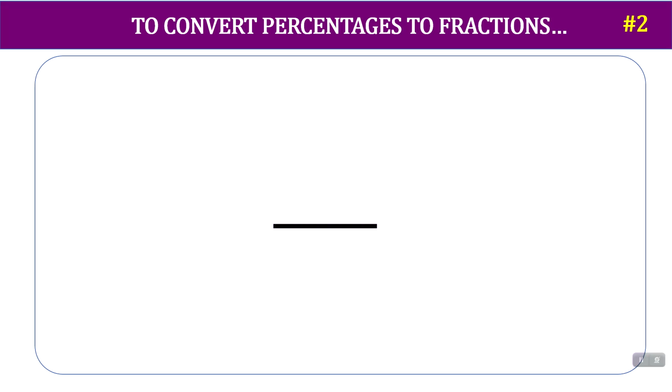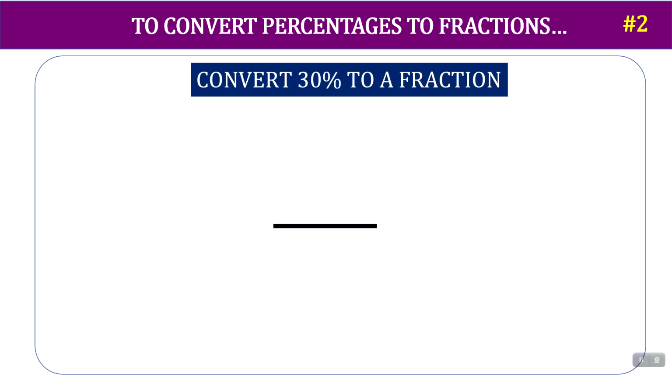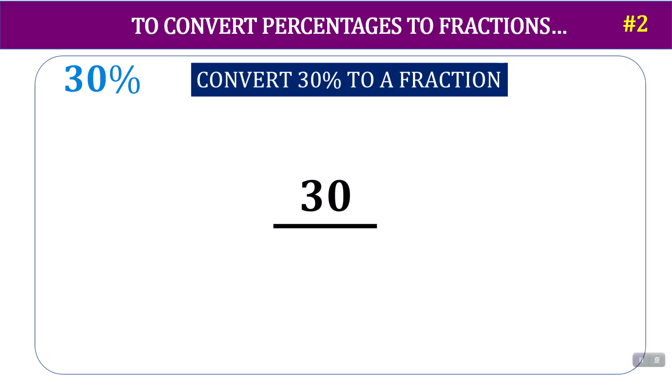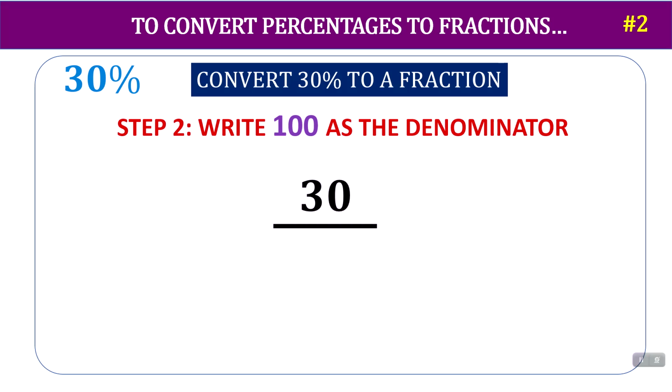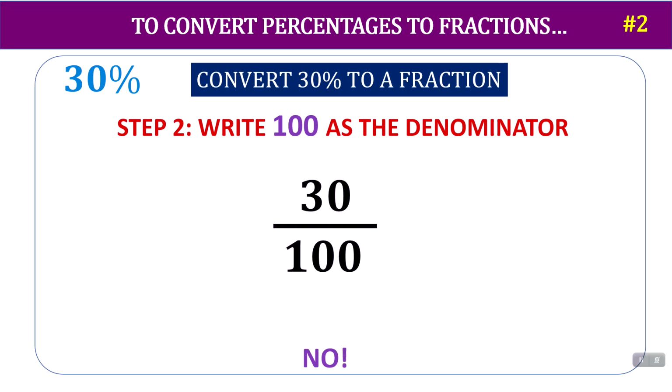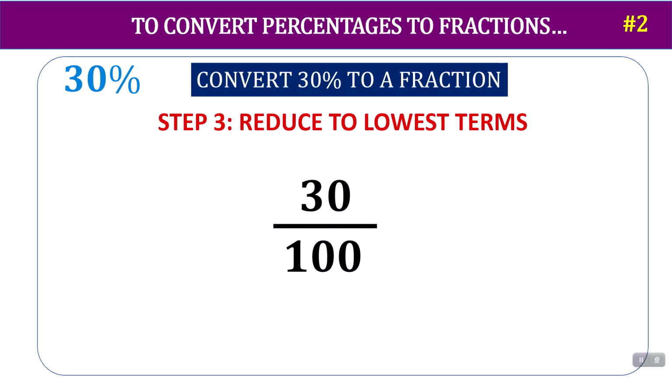So now question 2. Let's look at 30% and try to change that into a fraction. Step 1 again, we write the percentage as the numerator, 30. Step 2, we write 100 as the denominator, 100. And now we look to see, is the fraction in lowest terms? Well, no, it's not, because I know 30 and 100 can be divided by 10. And so we divide both by 10 to reduce them to lowest terms. 30 divided by 10 is 3. 100 divided by 10 is 10.